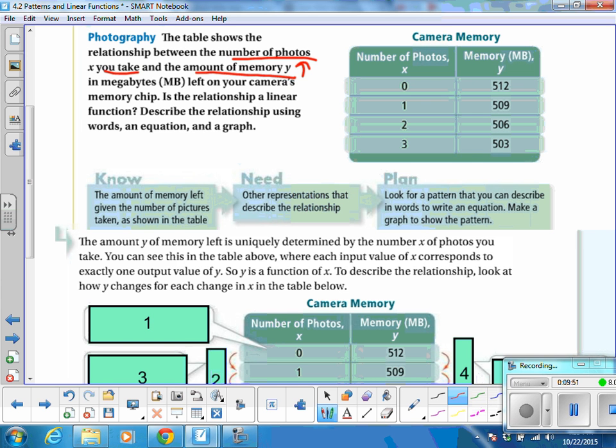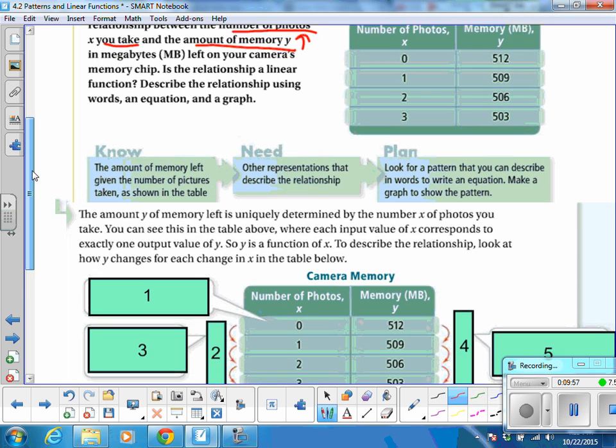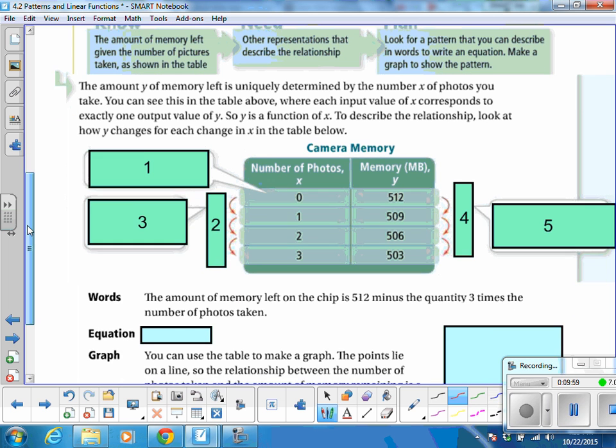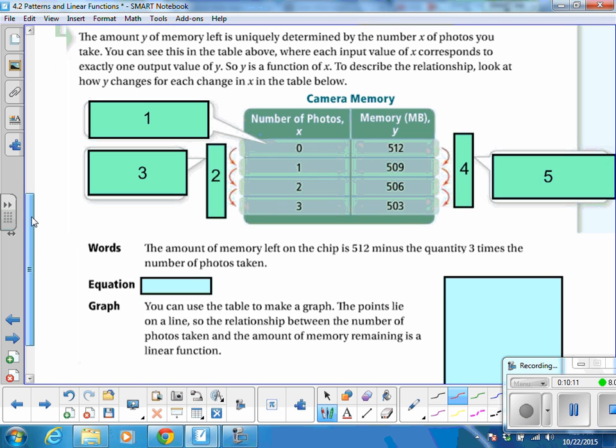So we're looking at the relationship and wondering, is it linear or not? We're going to look at that relationship. So there's my table of information. I copied it back down here. So we know the amount of memory left given the number of pictures taken, as shown in the table. What we need is another representation, and our plan is we're just going to be looking for a pattern. The amount of memory is uniquely determined by the number of photos you take. Okay, so this memory depends on this.